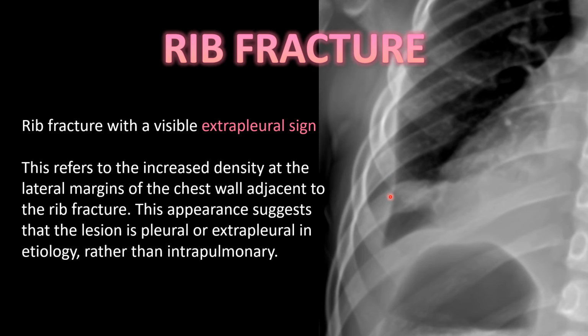There's also this other area of increased density, which I don't think is the actual rib itself, but likely some type of hematoma or area of increased density adjacent to that fracture site. So the combination of these findings is pretty consistent with a rib fracture and adjacent extrapleural sign.